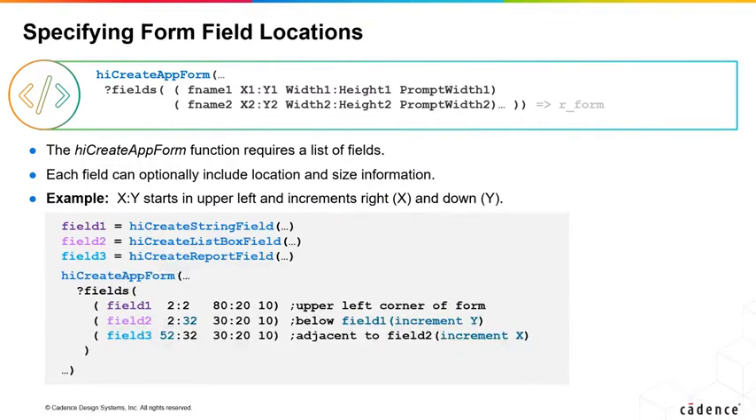And finally, field 3, which is our report field, is at X position of 52 and Y of 32. And then it's going to be basically a width of 30, a height of 20, and then a prompt width of 10. So field 3 is actually adjacent to field 2 because the X position moved from 2 to 52, but the Y position stayed the same at 32. So it's just immediately to the right of field 2.